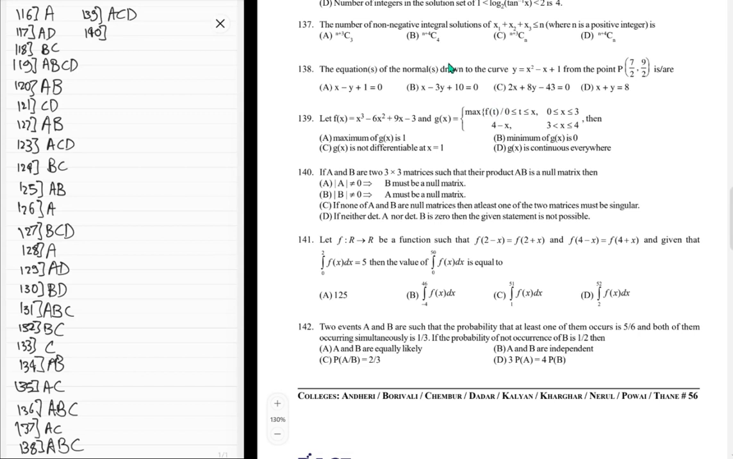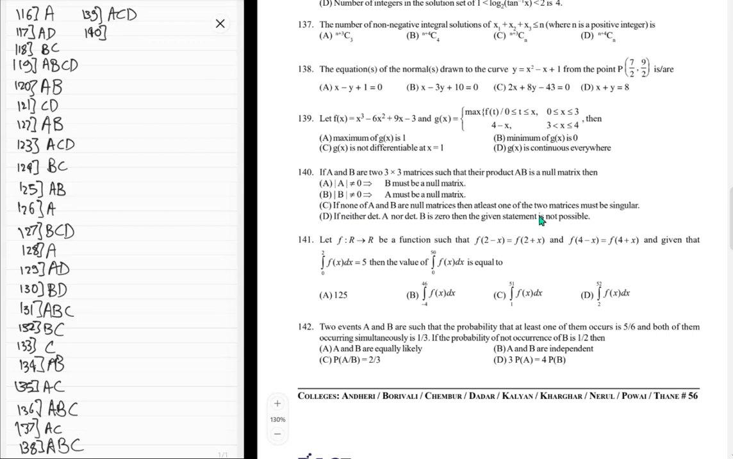तो 3D स्पेस को स्क्विश कर रहे हो एक पॉइंट पे, इट्स अ रैंक 0 मैट्रिक्स. A is null matrix. So yeah, A and B both are correct. Yes. If none of A and B are null matrices, then at least one of the two matrices must be singular. I mean, of course, yes, that's very correct.